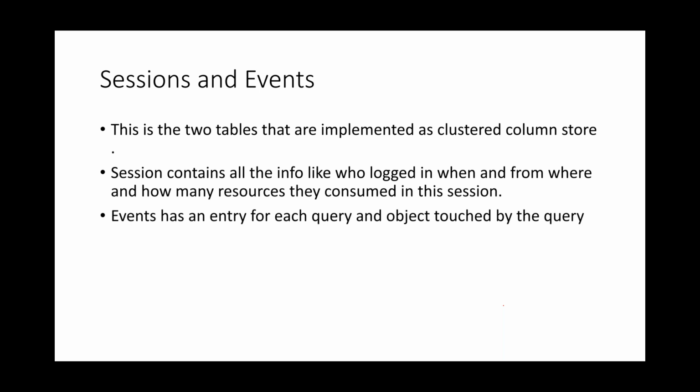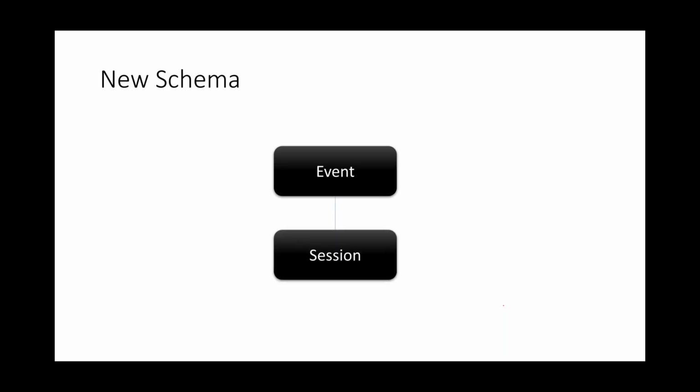Good. Yeah, so events has an entry for everything. And every column in the events table is now less than 8 bytes. It's either a date or anything is. So this is how the new schema looks like. Everything revolves around the events, which is the actual queries, and they are correlated. Events contains a session ID. They both are partitioned by date.